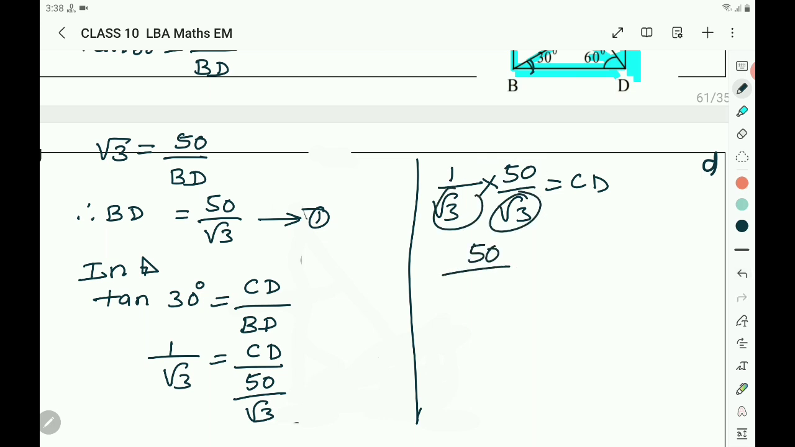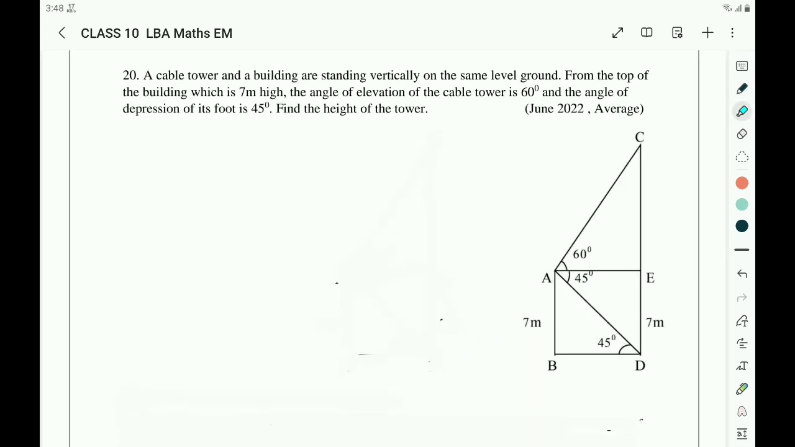Root 3 into root 3 is 3, equals CD. Therefore, CD is equal to what? 50 by 3 meter.